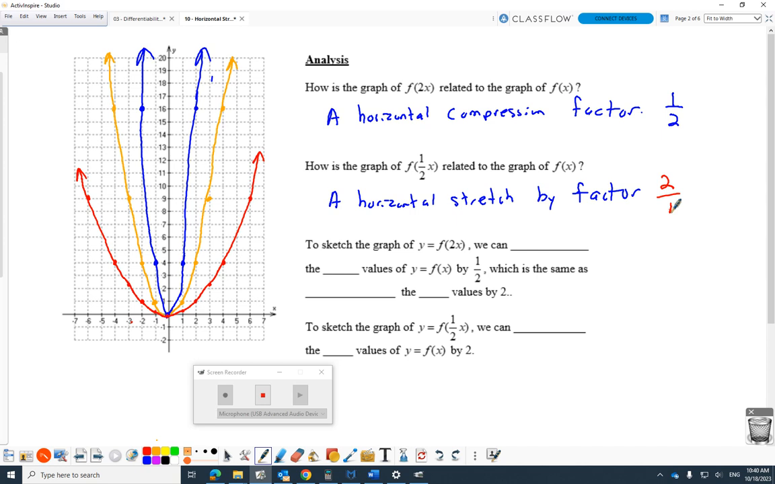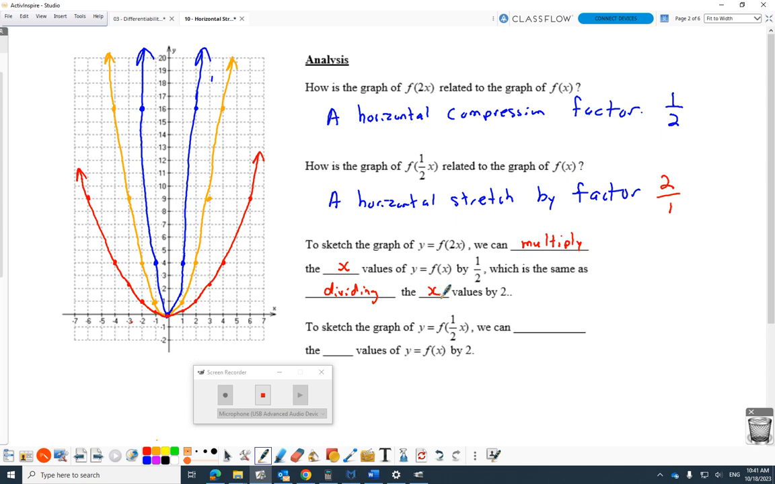To sketch the graph of f of 2x, we can multiply the x values of f of x by 1/2, which is the same as dividing the x values by 2. This note should be beside you as you're doing your homework. You know, as you're going through, what do I do here? How do I handle this? Really good guide here today. It's a good walking you through the steps type thing.